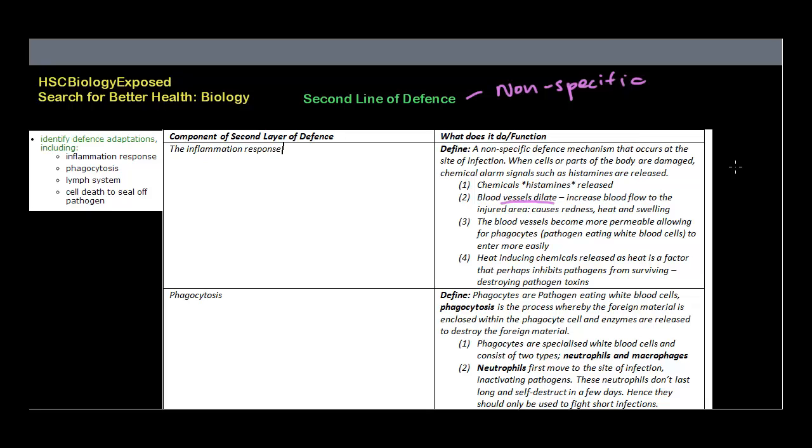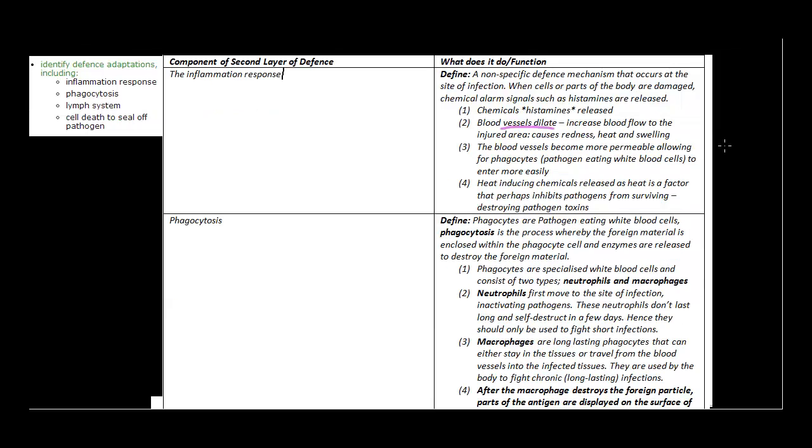So the inflammation response is a non-specific defense mechanism that occurs at the site of infection. When the cells or parts of the body are damaged, a chemical alarm such as histamines is released. Histamines is just this chemical that tells the body that the inflammation response needs to occur at that area. So the blood vessels dilate. That's the first step of the inflammation response.